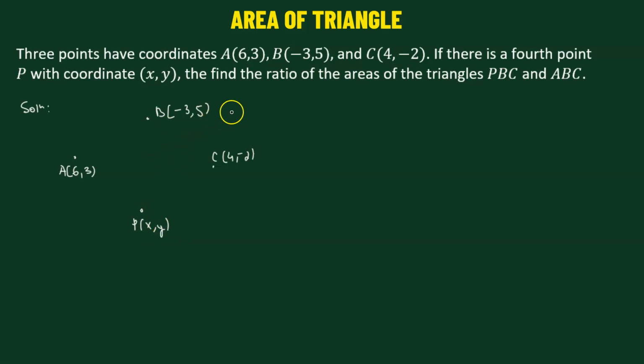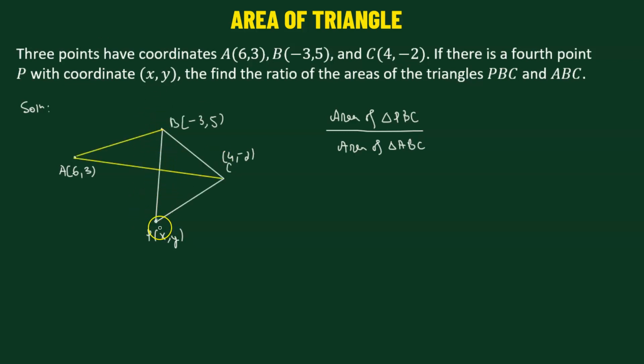Now, what we have to do is find out the ratio of the areas of triangle. We have to find out the area of triangle PBC first and divide it by the area of triangle ABC. Okay, so in order to do that, all we have to do is to find out the area of triangle PBC. So we'll have to join the point P, B, and C. So here we have two triangles, triangle PBC, and we have the triangle ABC. So we'll try to find out the areas of each of the two triangles separately.